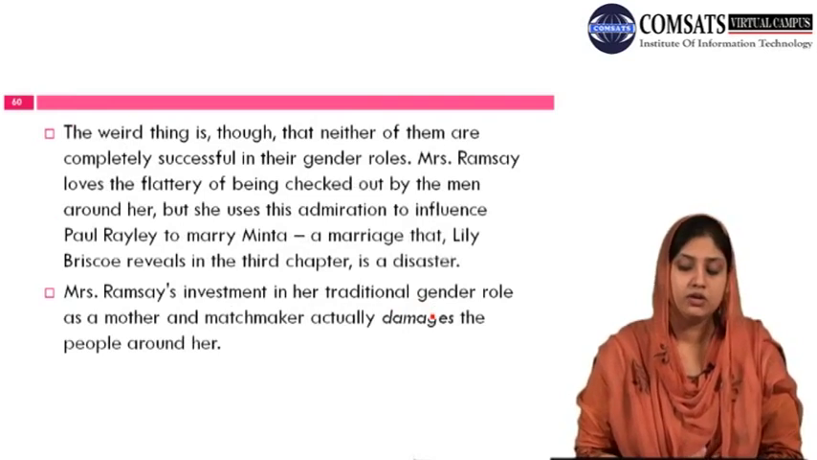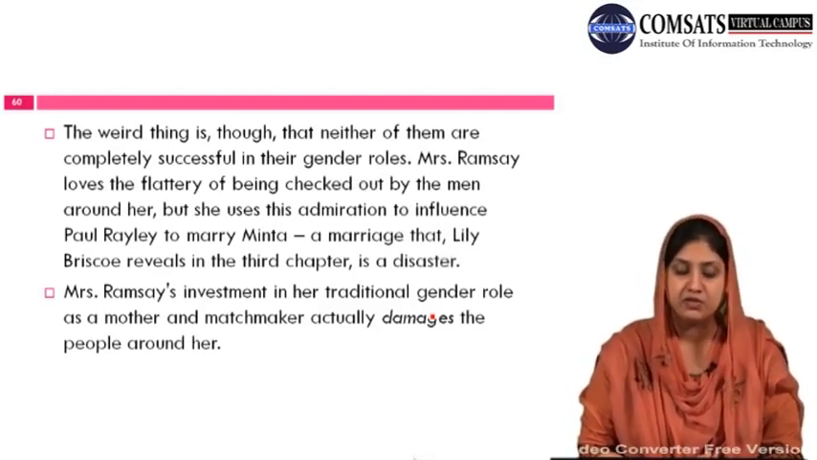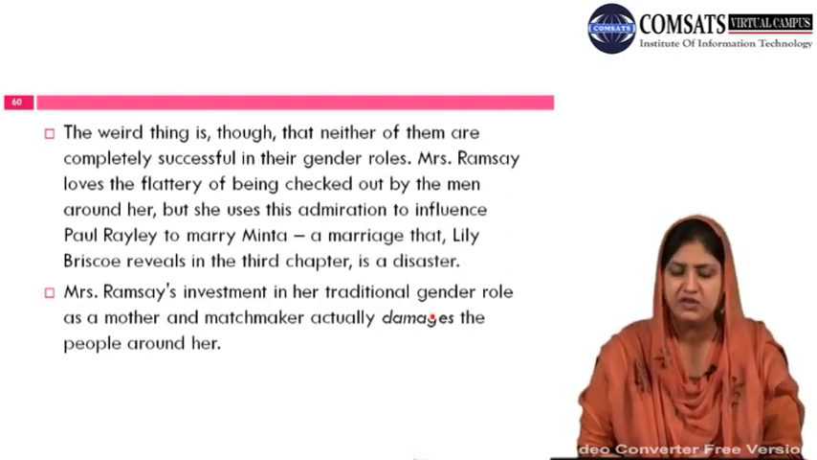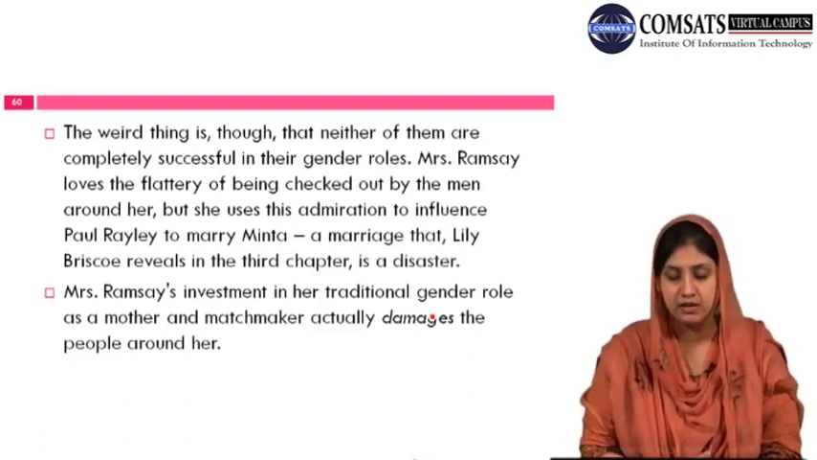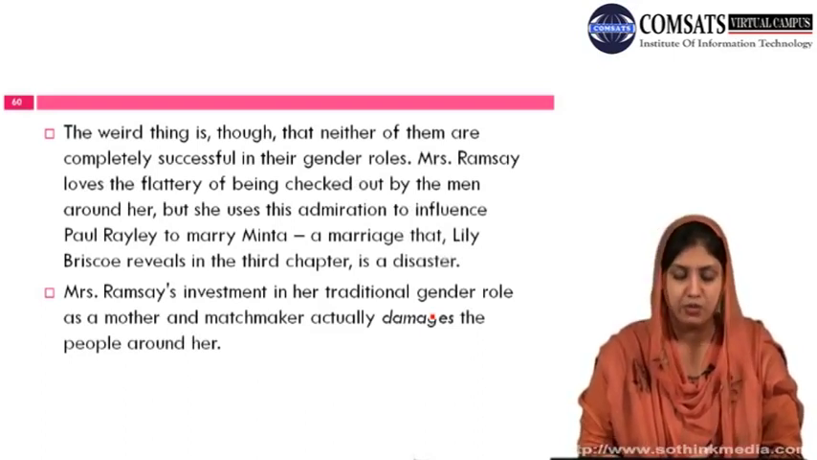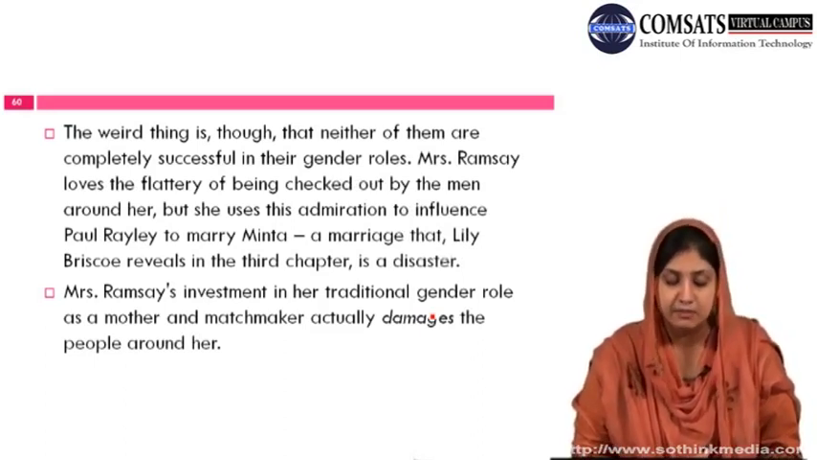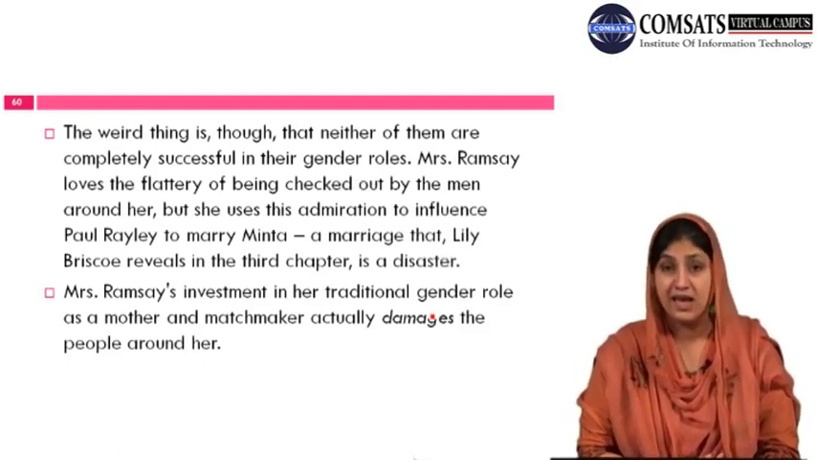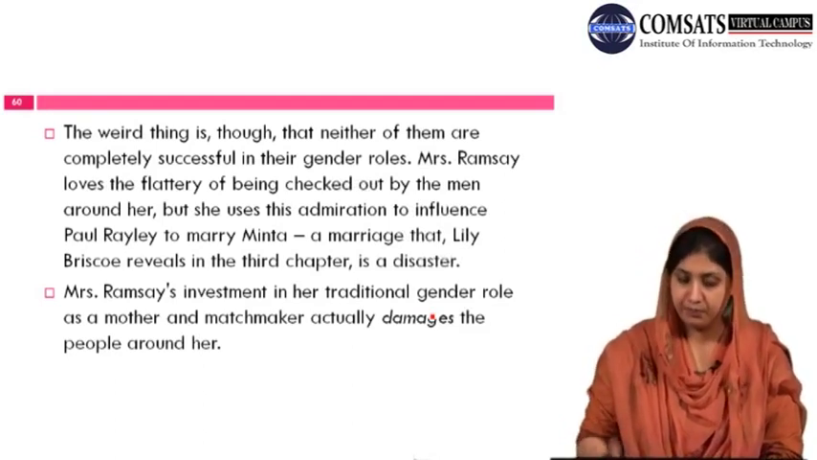The weird thing is, though, that neither of them is completely successful in their gender roles. Mrs. Ramsey loves the flattery of being checked out by the men around her, but she uses this admiration to influence Paul Raleigh to marry Minta, a marriage that Lily Briscoe reveals in the third chapter is a complete disaster. Mrs. Ramsey's investment in her traditional gender role as a mother and matchmaker actually damages the people around her.